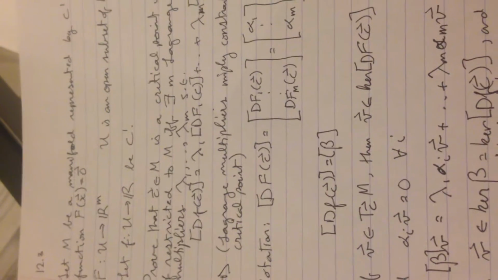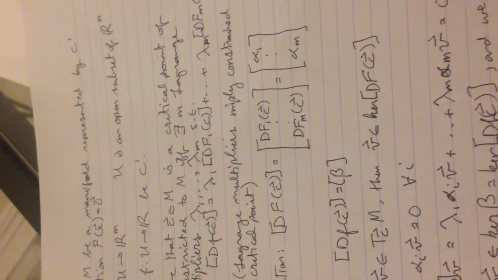Okay, another proof. This is of 12.3. Basically, with this one, we need to show that a constrained critical point C that's restricted to the manifold M exists if and only if there are M Lagrange multipliers. So this one is, I'm going to flip around the camera here.